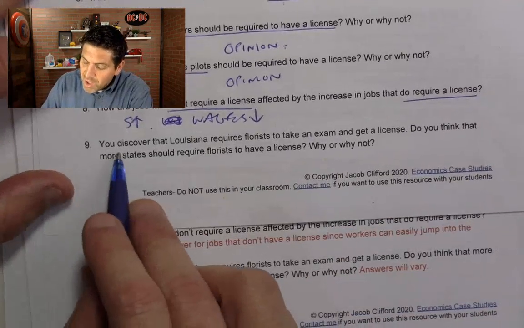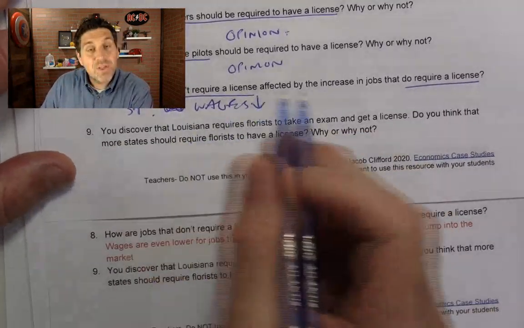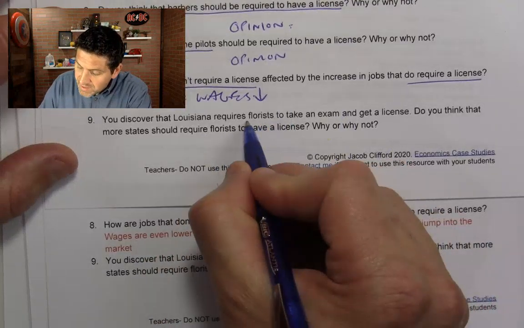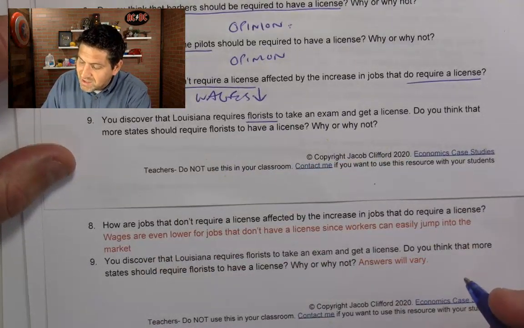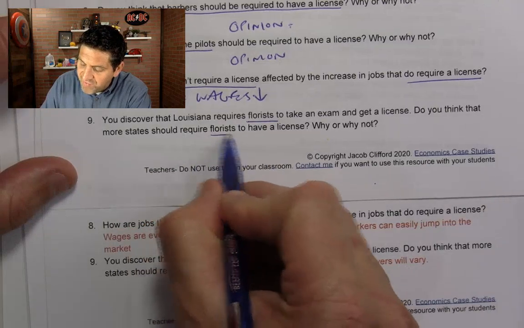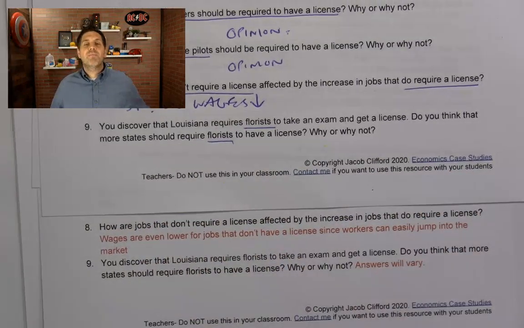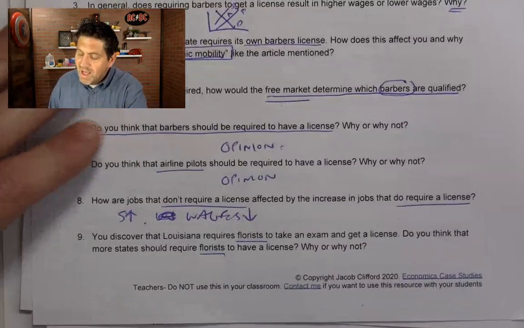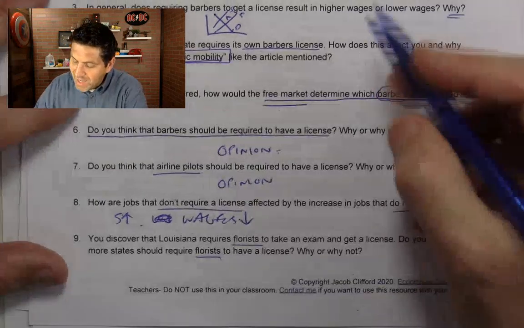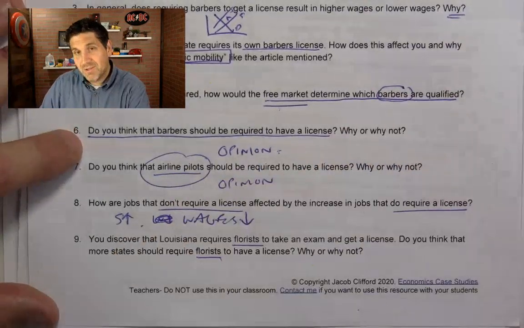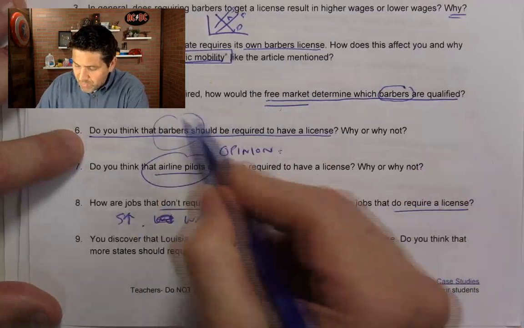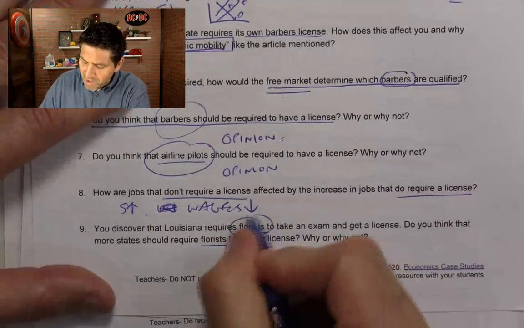All right, number 9. You discover that Louisiana, which is true, requires florists to have an exam to get a license. Do you think more states should require florists to have a license? So again, what you can see I'm doing is pulling a kind of spectrum. We agree, I think, for the most part, that airline pilots need a license. Some of us agree that barbers do. What do you think about florists?